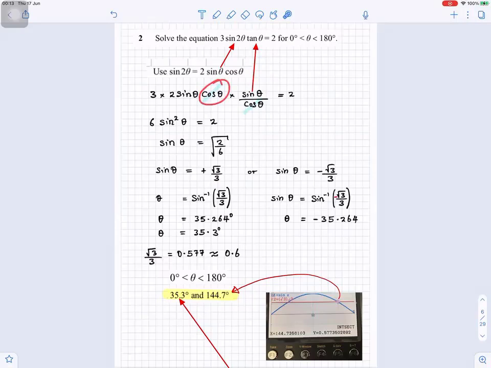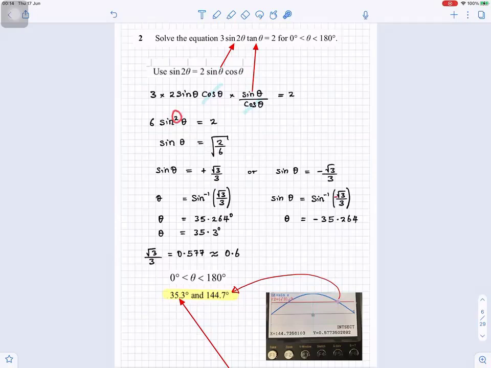Cos theta and cos theta would cancel. And you're left with sine theta times sine theta. It gives you sine squared theta. So 3 times 2, it gives you 6. So 6 sine squared theta equals 2. 6 goes to the right-hand side, it's divided by 6.